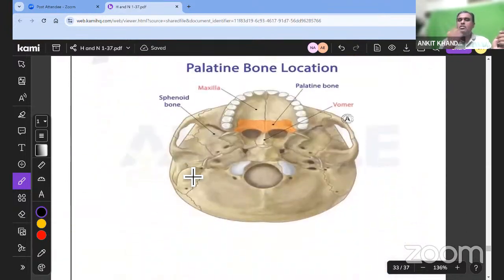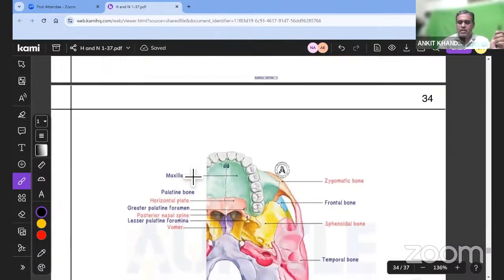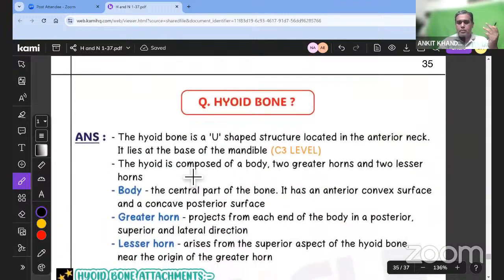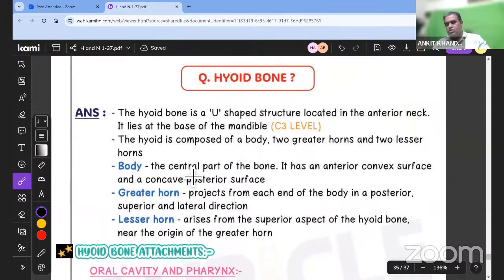And finally, the small palatine bone forms the palate of the facial skeleton, or you can say the hard palate over here. That is the palatine bone. Finally, last but not the least, the hyoid. The hyoid bone is a U-shaped structure.